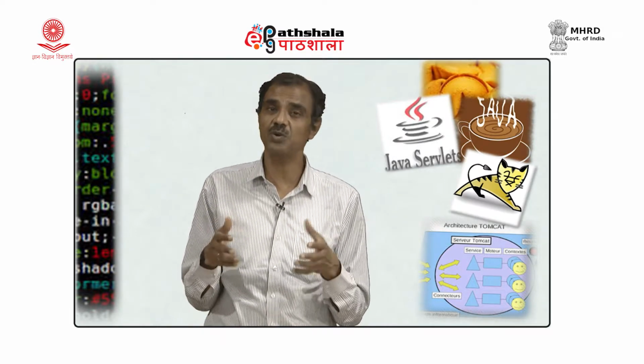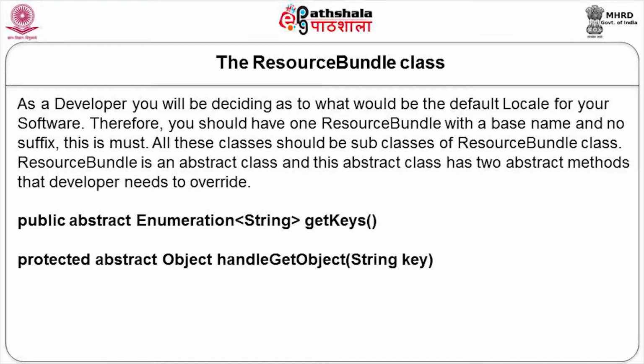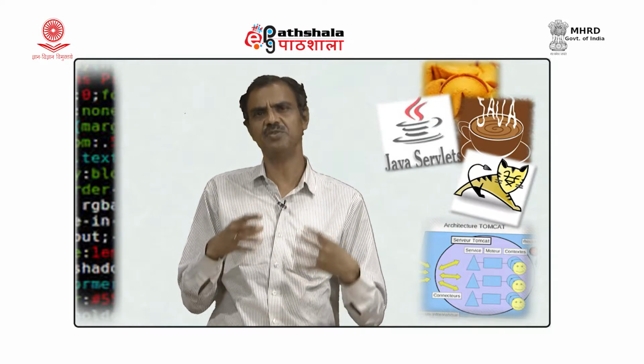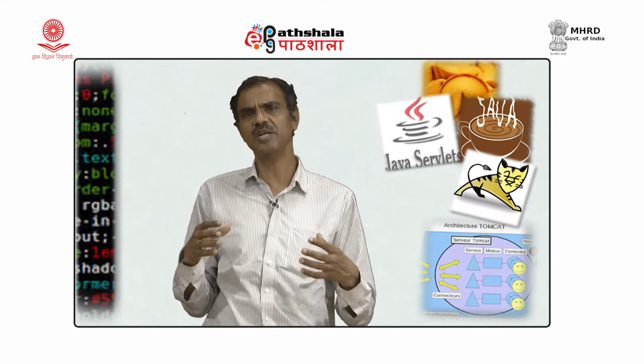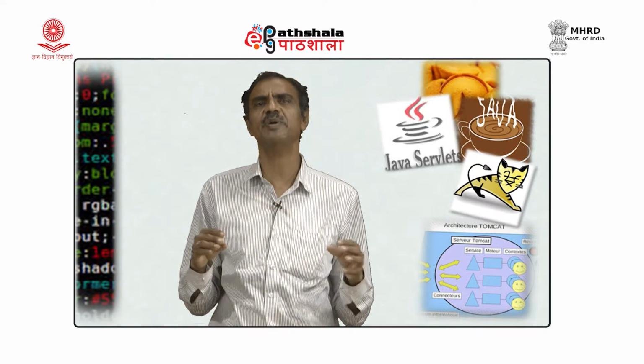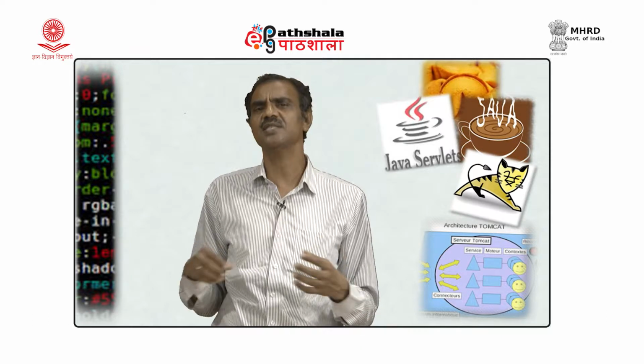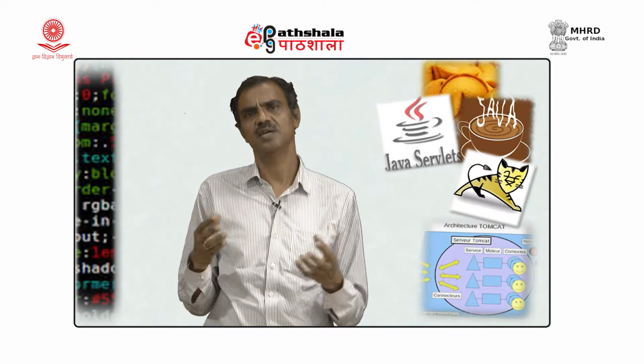Now, one requirement which you always will have is that as a developer, you will have decided which locale should be your default locale for this software. And therefore, you have one particular ResourceBundle which has only the base name and no suffix. That is a must. Whenever you develop any ResourceBundle family, you should have one ResourceBundle which uses only the base name. So, you have LabelBundle, that particular class may also be there, but all these classes have to be subclasses of the ResourceBundle class.